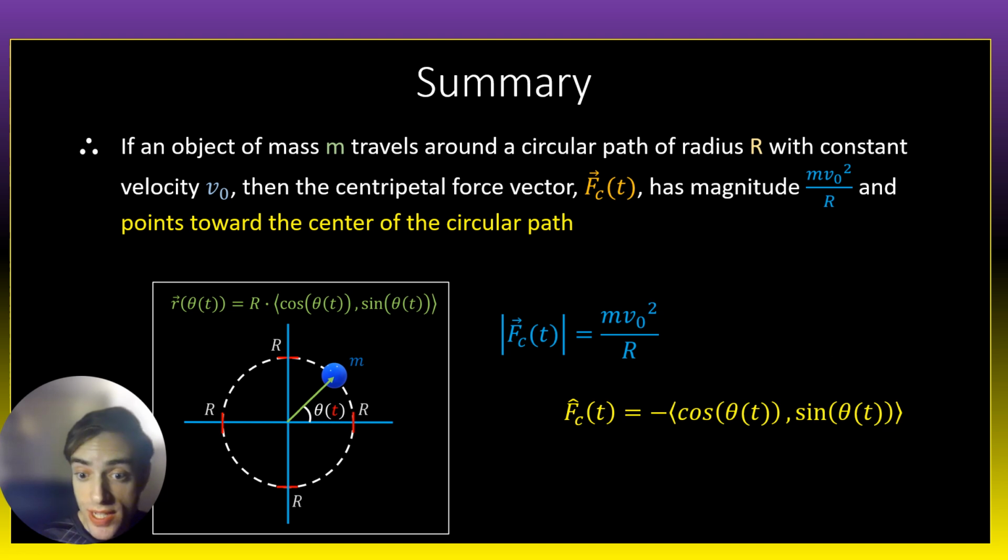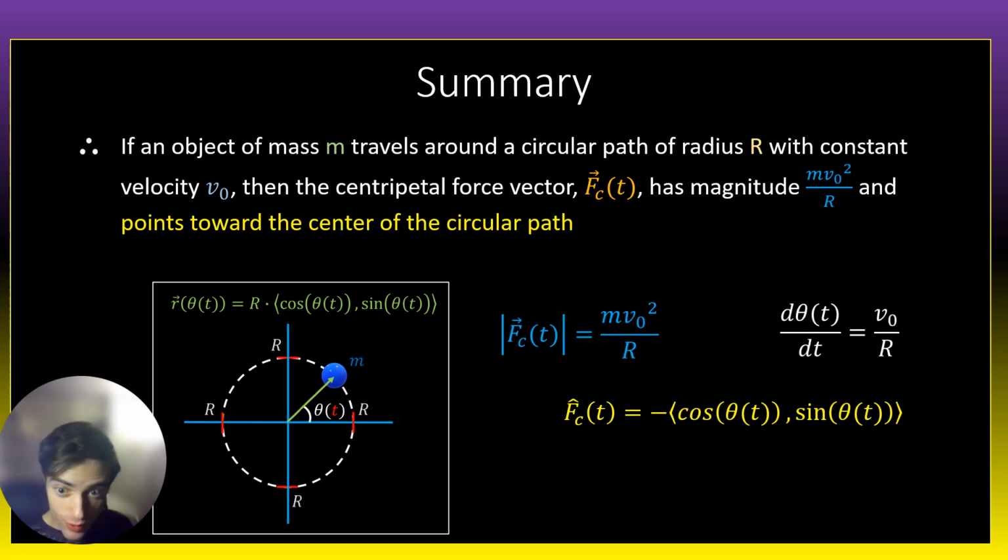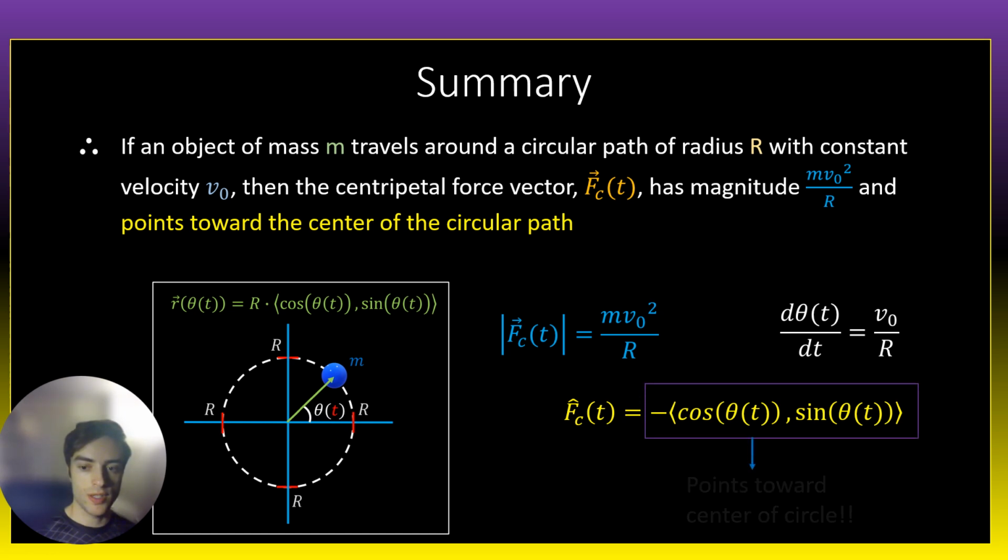And so another thing that I want to say is that remember this information over here, we have d theta by dt is equal to v0 over r. So guess what? We could solve for theta of t if we really wanted to, but that wasn't really the goal. We only need to say that it points toward the center of the circle. But if we wanted to find the direction as a function of time, then we could combine that d theta by dt information with the upper and lower bounds of theta. And there you go. And also, that points toward the center of the circle right there.